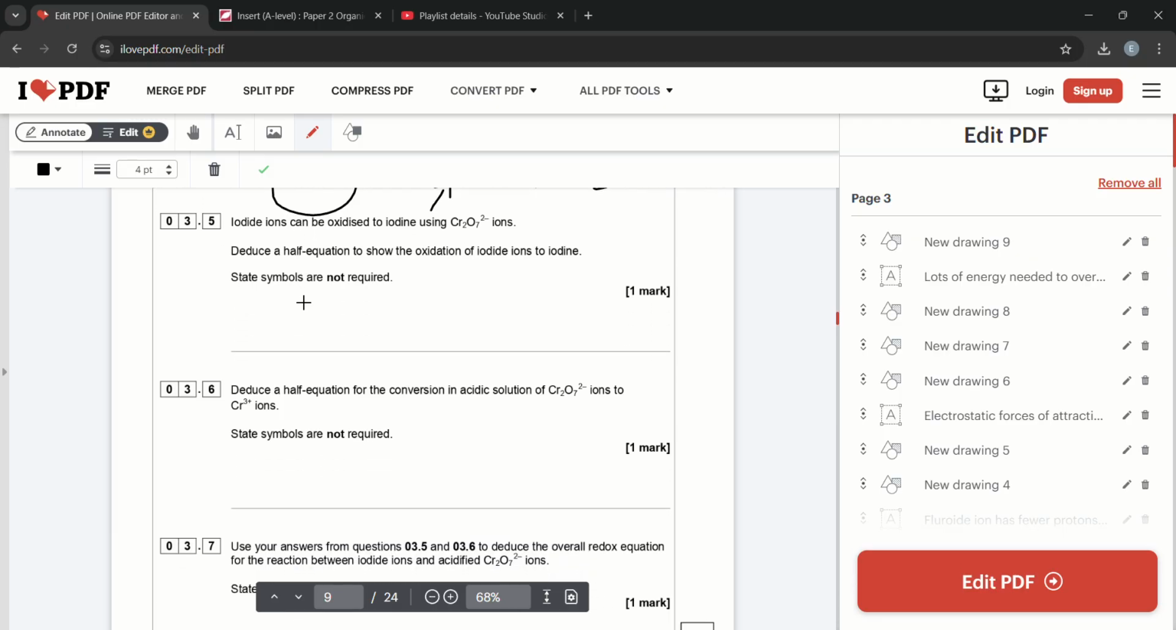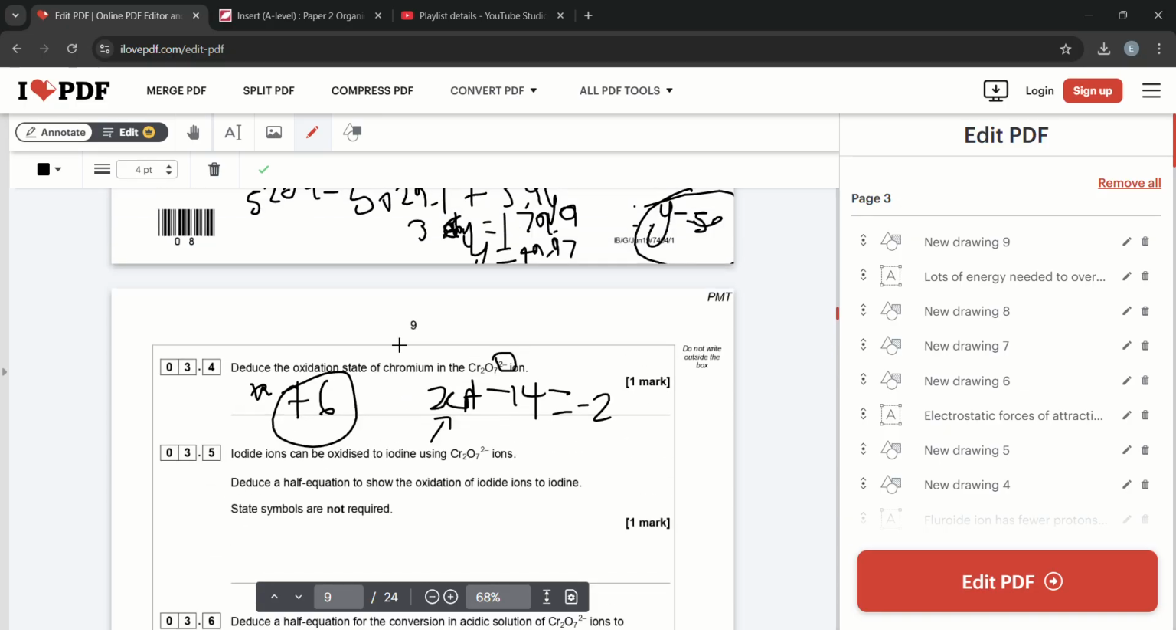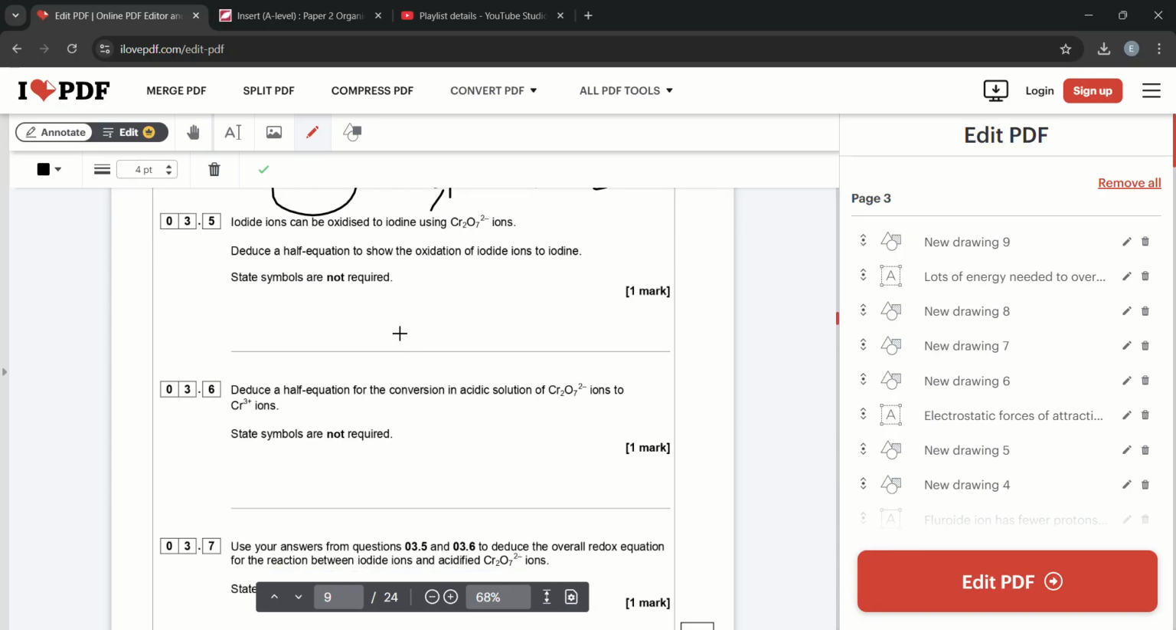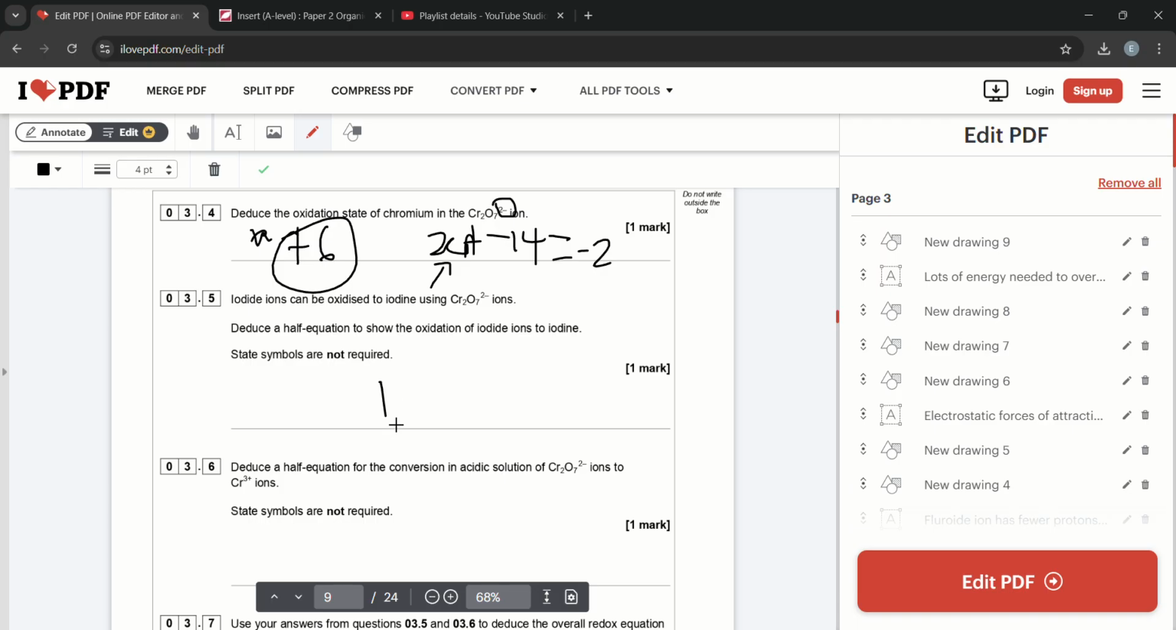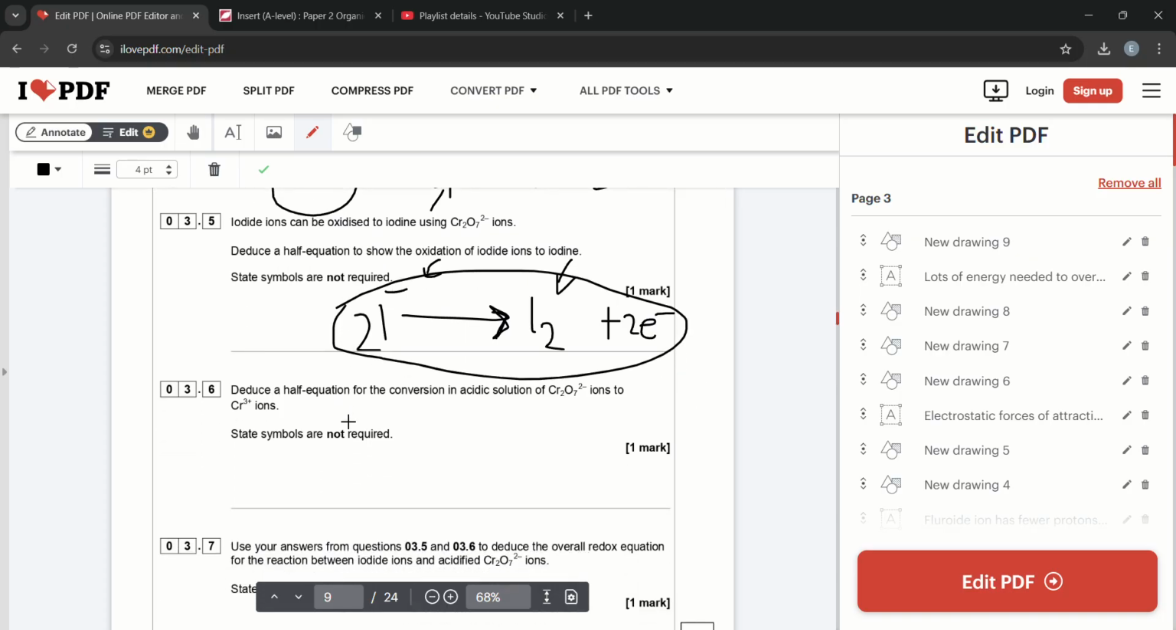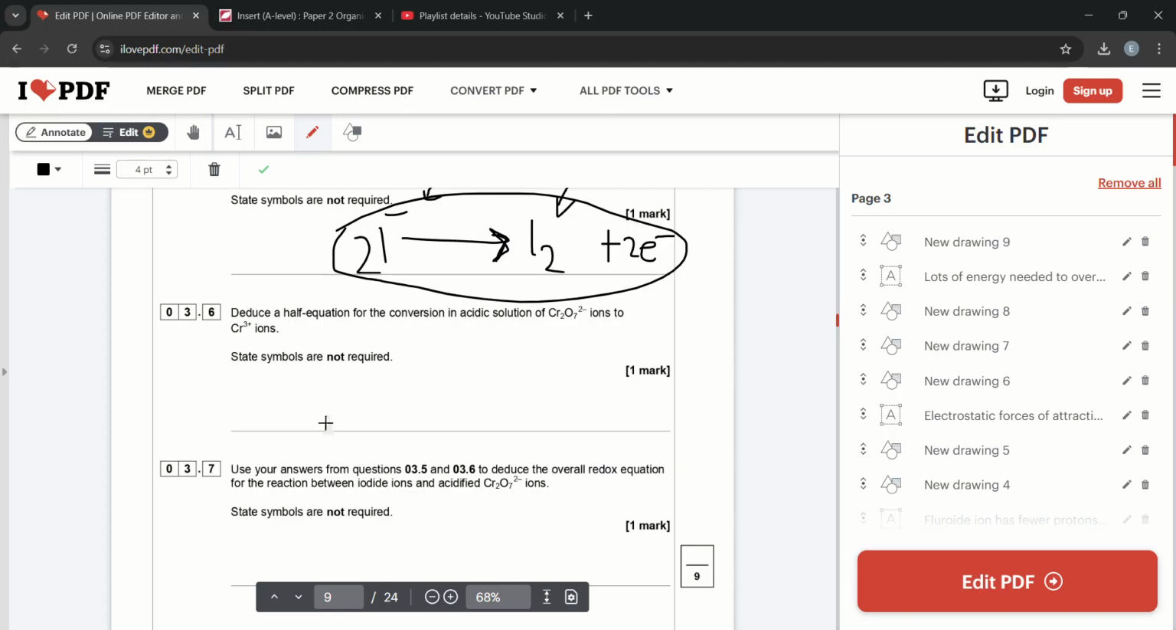And then 3.5, iodide ions can be oxidized to iodine using Cr2O72 minus ions. Use a half equation to show the oxidation of iodide ions to iodine. Iodide ions to iodine, so I minus to I2. Well, we've got 2 here, so we need to have a 2 here. But now we've got a negative charge of 2 here, so we need to have 2 negatively charged electrons to balance the overall charge.